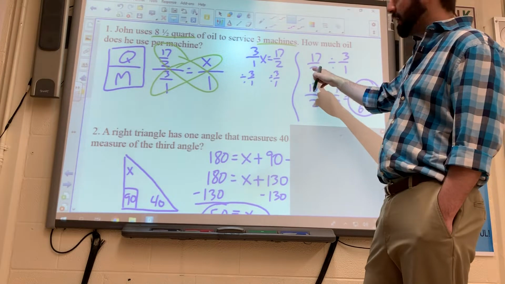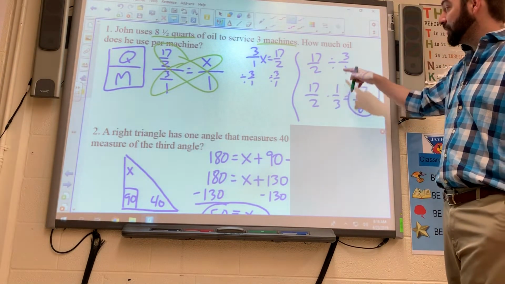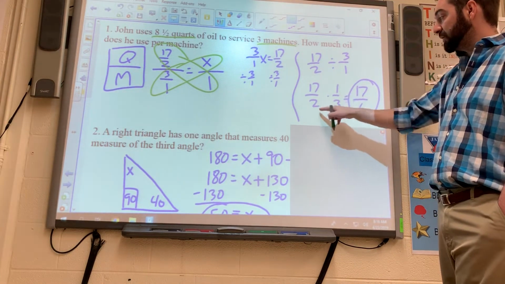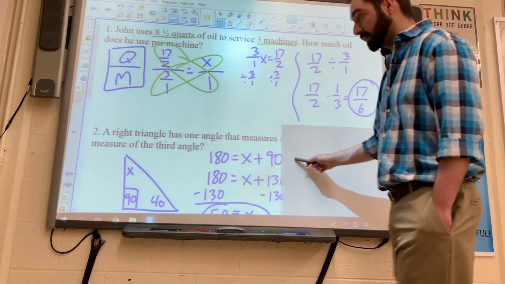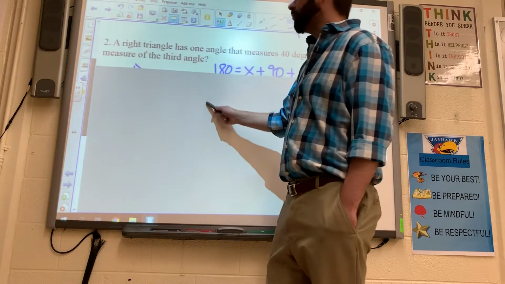I rewrote the problem, keep, change, flip. Keep 17 over 2, division becomes multiplication, 3 over 1 flips to 1 over 3. 17 times 1 is 17, 2 times 3 is 6, and it's okay to express your answer like that without a calculator.